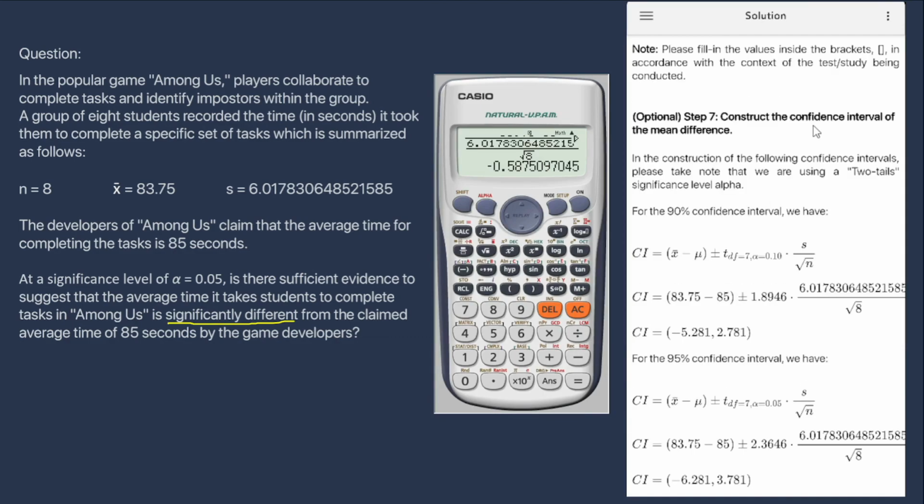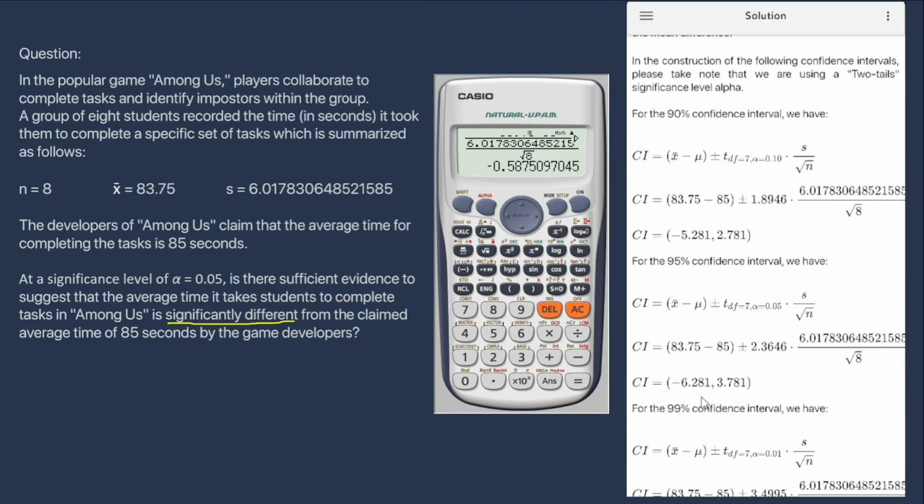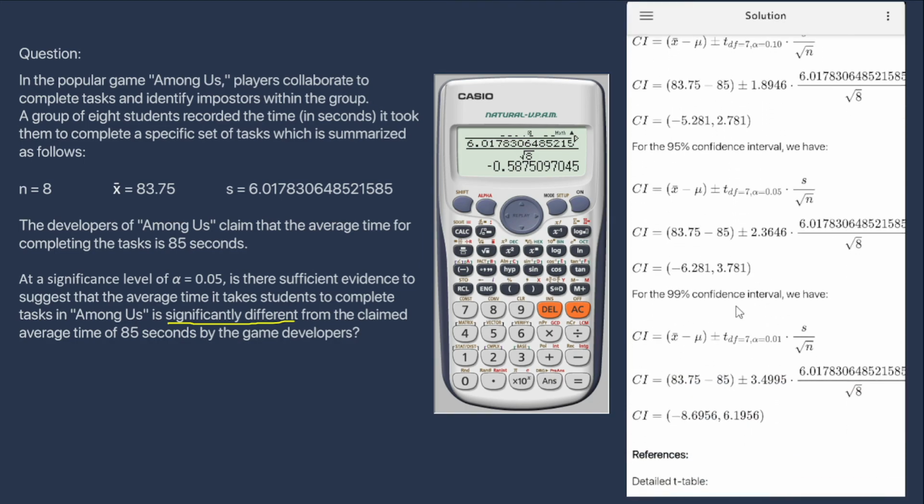Now to check whether the result of the test is significant or not, we just take a look at the confidence interval. For the 90% confidence interval, since 0 is found between these two values, we say that the mean difference is not statistically significant. Same with the 95% confidence interval, since 0 is within this interval, it is not statistically significant. Then the 99% confidence interval, still 0 is within the interval. In this case, the mean difference is not statistically significant. And that concludes this solution.